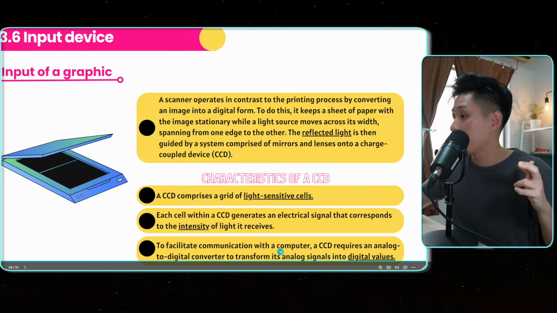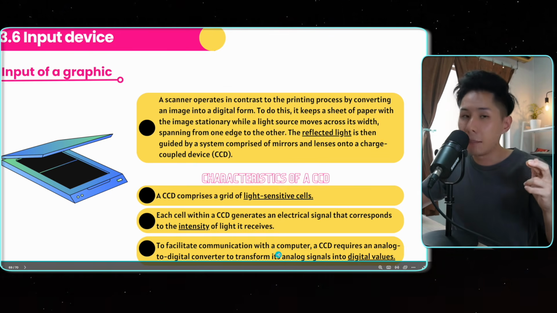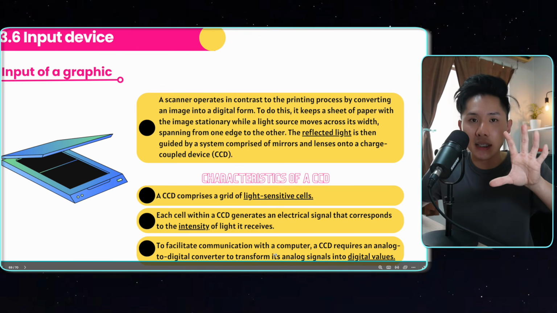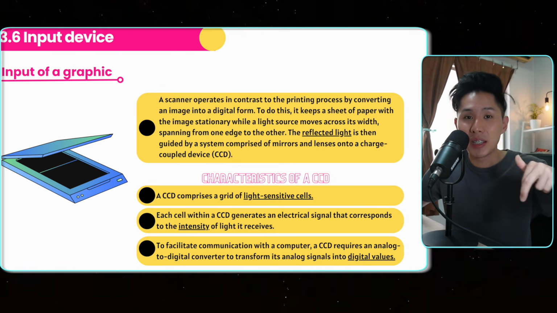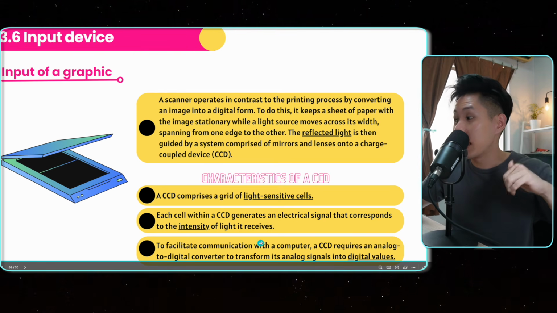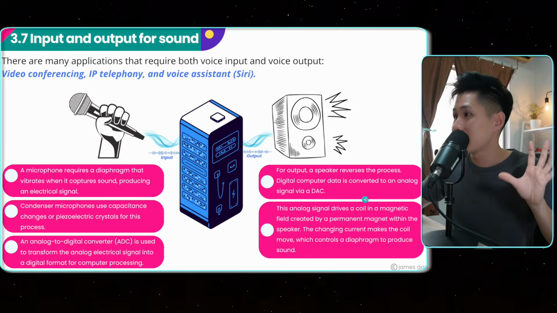And to facilitate communication, a CCD requires an analog to digital converter, meaning to convert the amount of intensity, let's say you measure it in some random units, you have to convert it to 0 and 1 so that the computer can understand it. So that's input of graphics using a scanner.